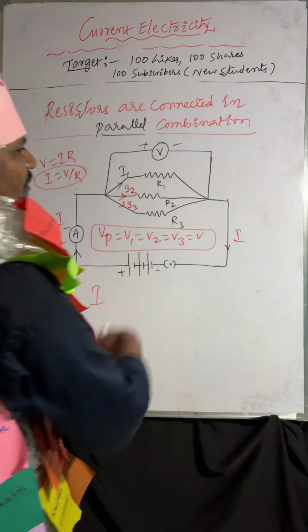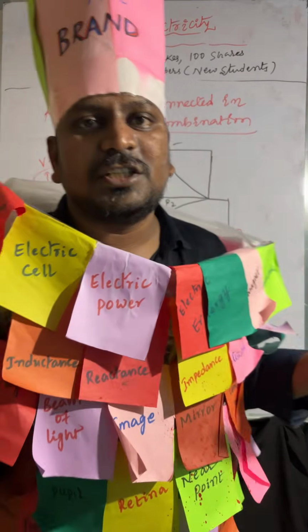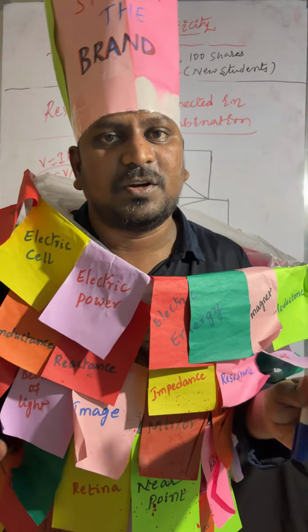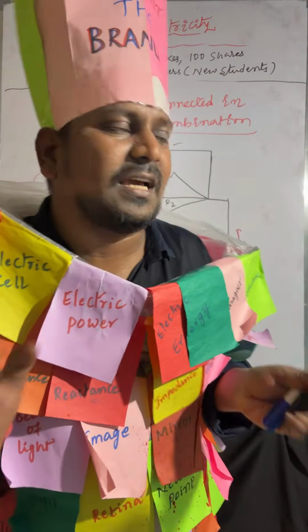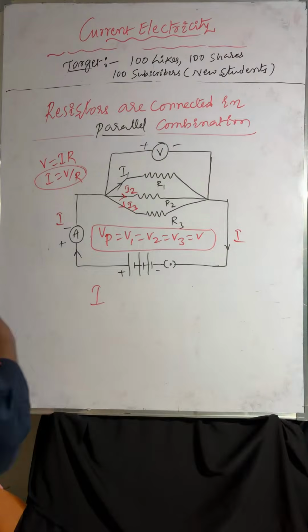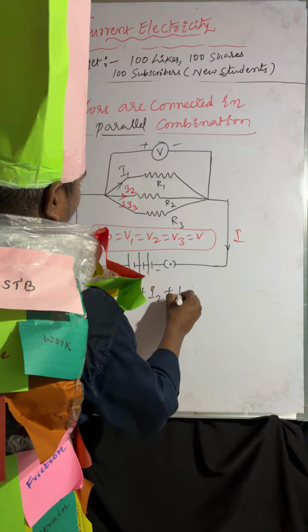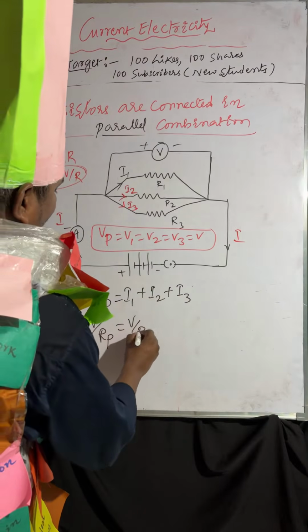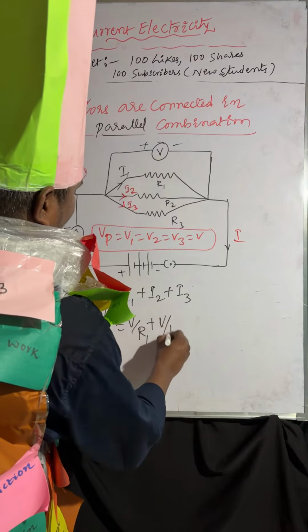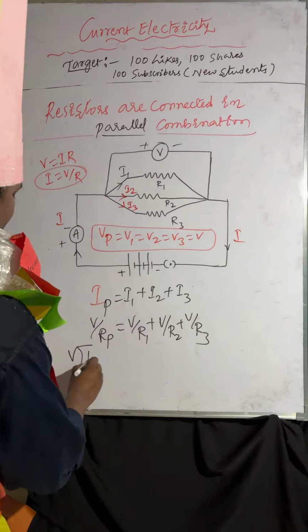The physical quantity which is constant in parallel combination is potential difference. The physical quantity which is constant in series combination is current. So now you can take Ip equals I1 plus I2 plus I3. That is V by Rp equals V by R1 plus V by R2 plus V by R3. Now I am taking V common.